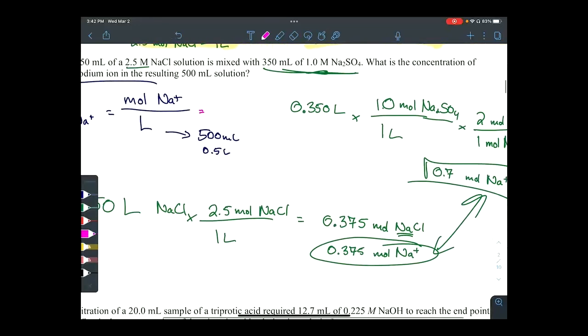is my math right? 0.7 plus 0.375, those are moles of sodium plus, over the new volume of the whole thing, so 0.5 liters. So 0.7375 divided by 0.5. This calculator, I type too fast and it won't register. Did you get 2.15? Okay, cool.